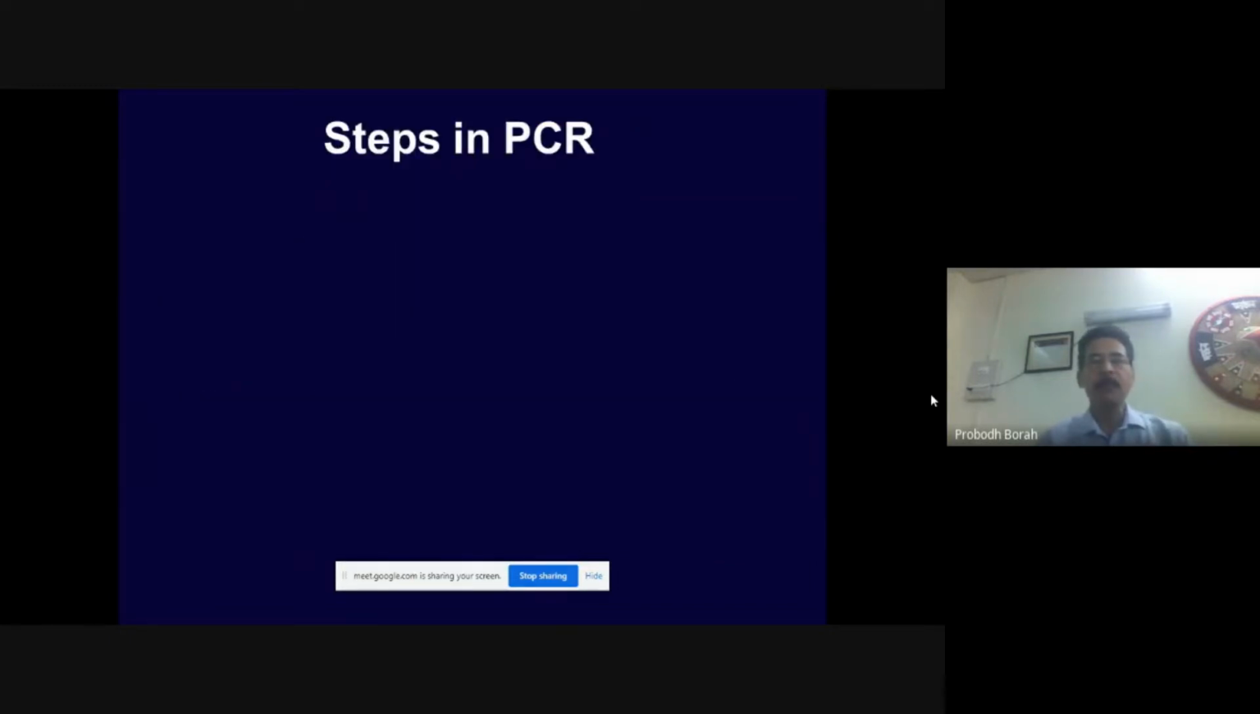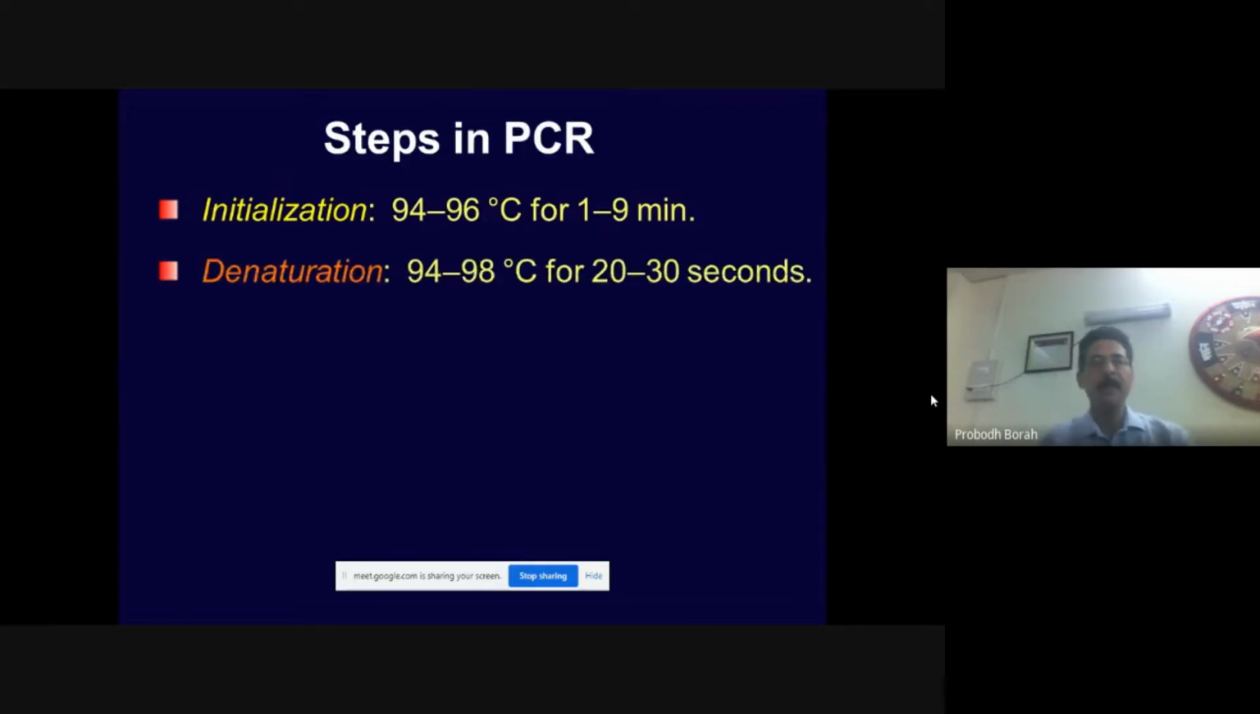As we know, there are three important steps in a PCR reaction. First of all, before putting into the cycles of three steps of reaction, the reaction mixture containing all components of PCR is initialized by exposing it to around 94 to 96 degrees Celsius for a period of 1 to 9 minutes, so as to make the double helix of DNA into single-stranded molecules. So this is called one-time initialization. Then thereafter it is subjected to three steps in repeated cycles.